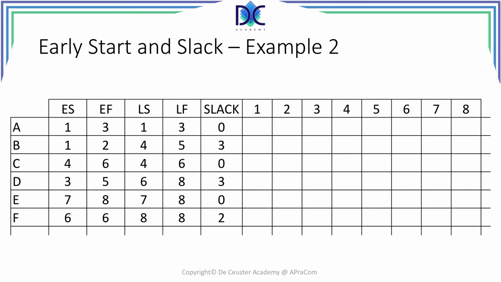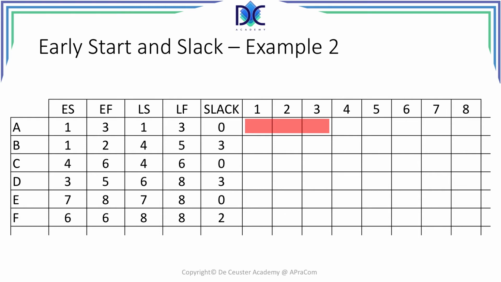Let's look at another example, and this is a complete project, a virtual project, of course. We have activity A, which starts at period 1 and finishes on period 3. It is on the critical path because late start and late finish are the same, so in this case the slack is equal to 0.